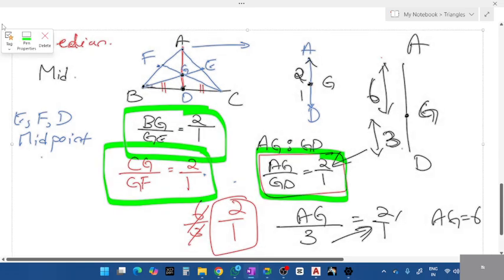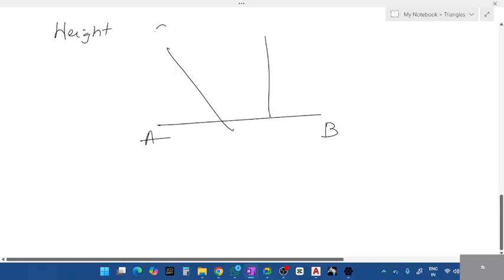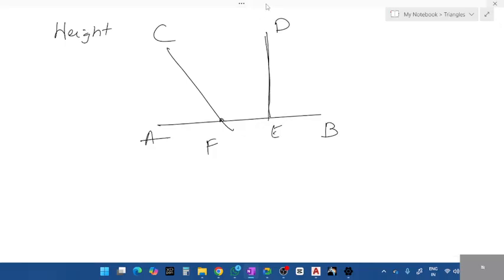Okay, the midpoint concept is done. It's a simple concept. You just should know the word midpoint. That's it. Next, the height concept. What do you mean by height, students? If this is the ground AB, which one is height? According to you all, how can you measure height? Which line will give the exact value for height?